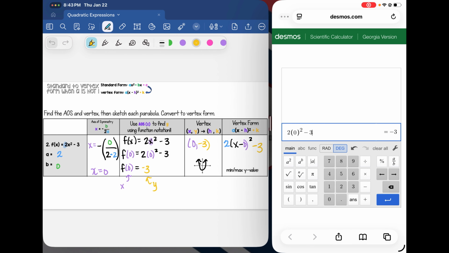Now we just sketched this graph. Is it a maximum or a minimum? It's going to be a minimum. And what is the minimum value going to be? Y is equal to -3.